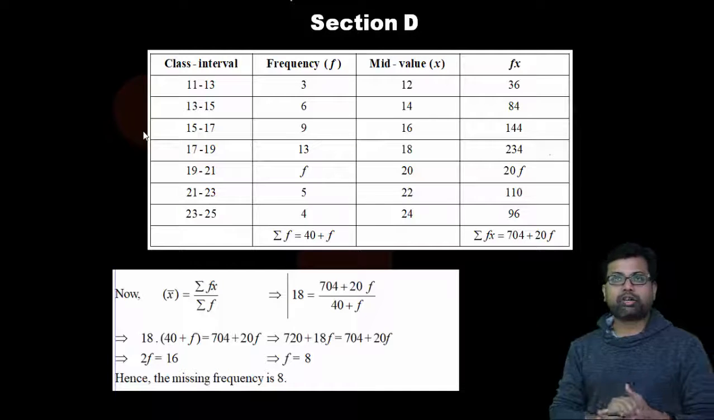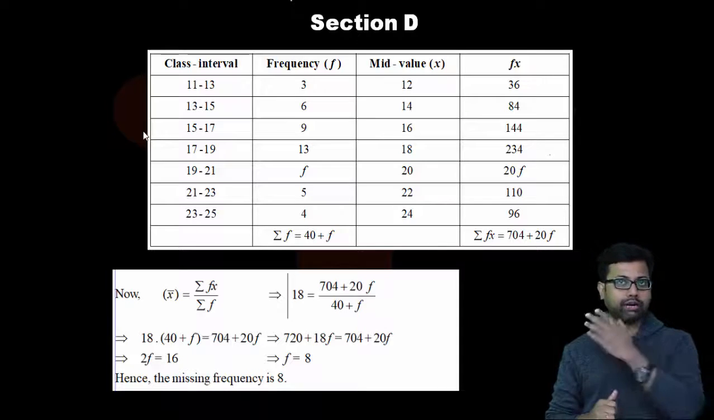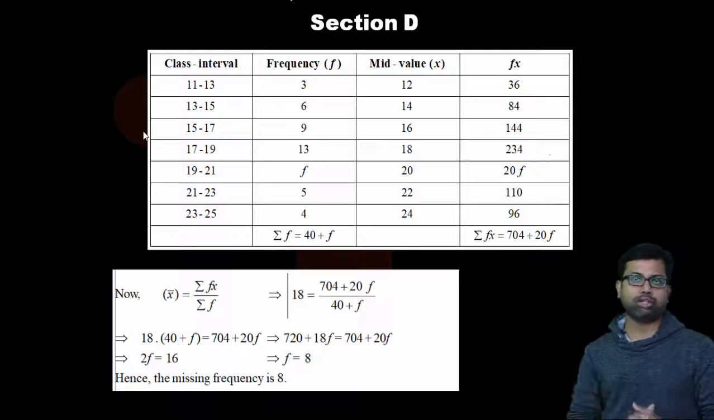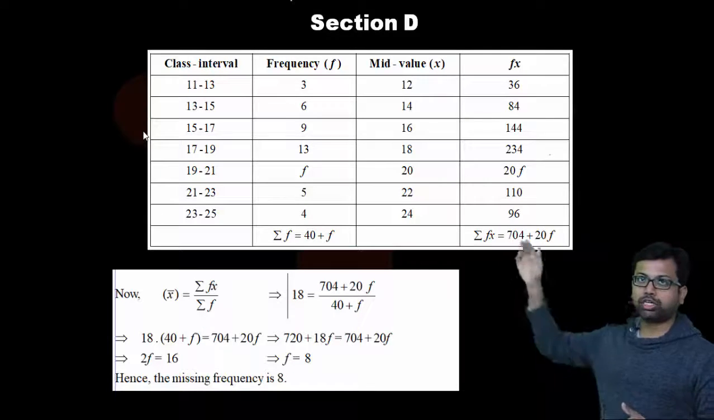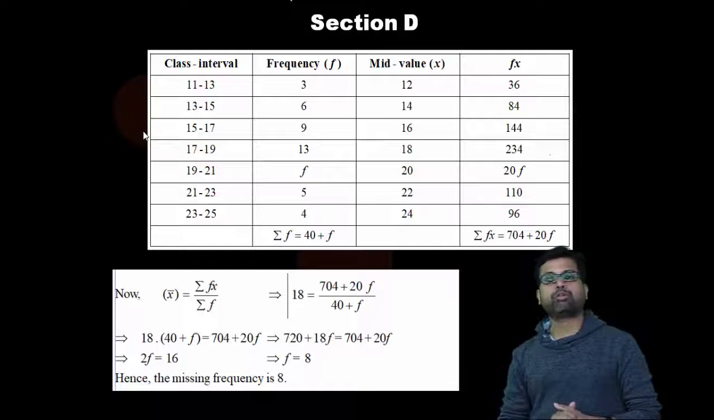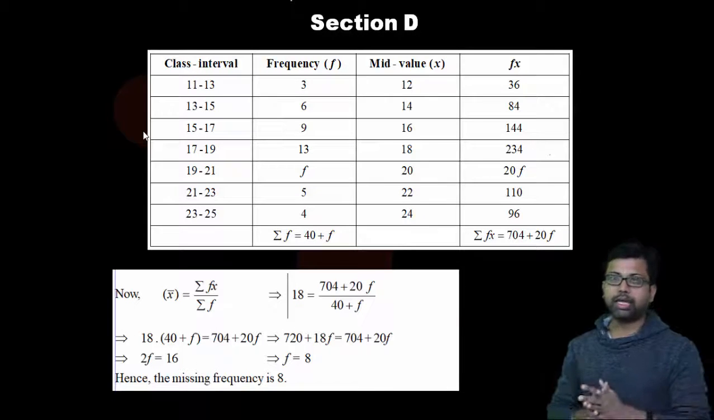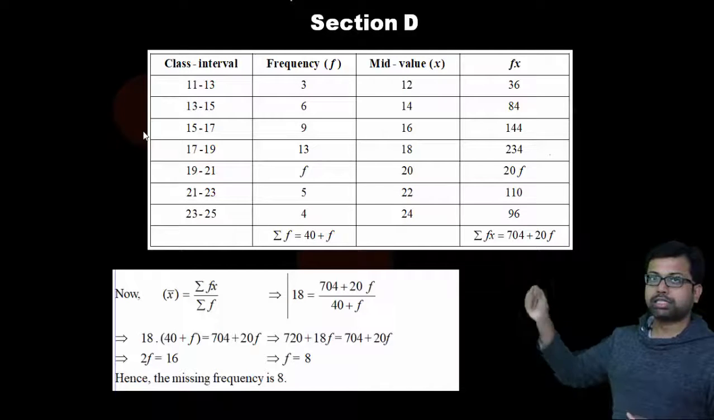In the denominator for calculating the mean, we have to calculate the sum of all frequencies. So you have the second column which lists out all the frequencies. You take a sum of all the values and it comes out to be 40 plus f. You take out the sum of each of the given frequencies and its summation comes out to be 40 plus f.